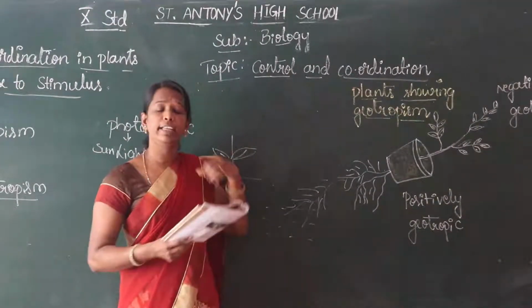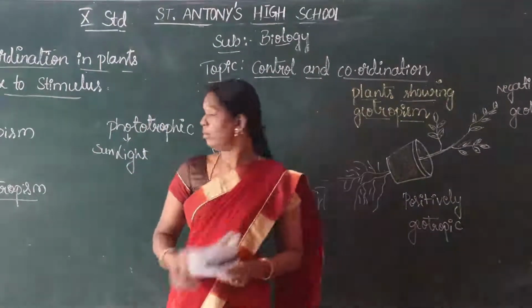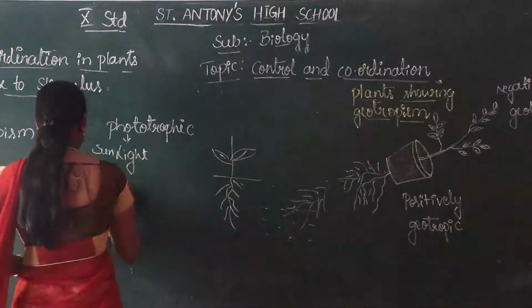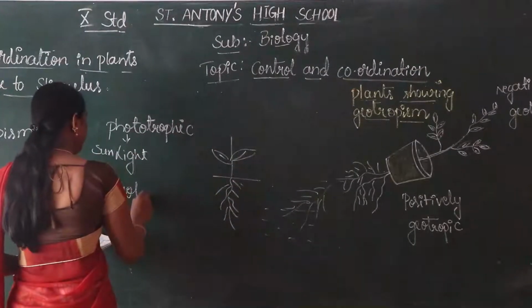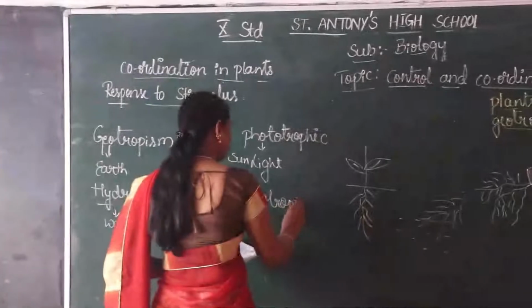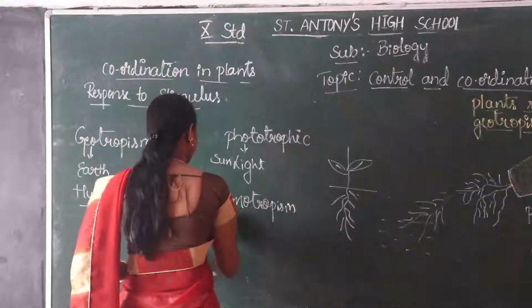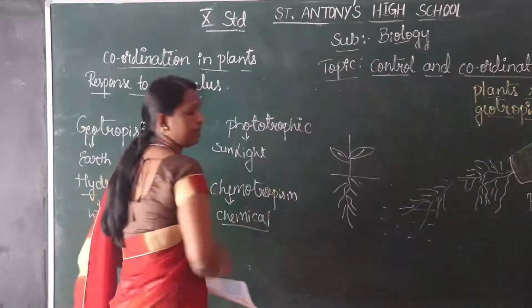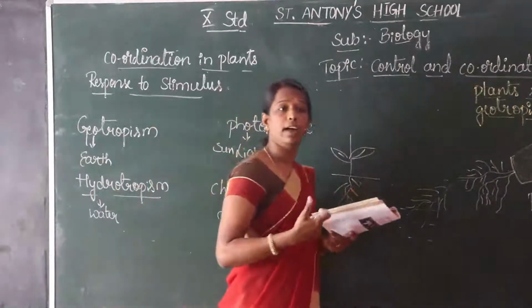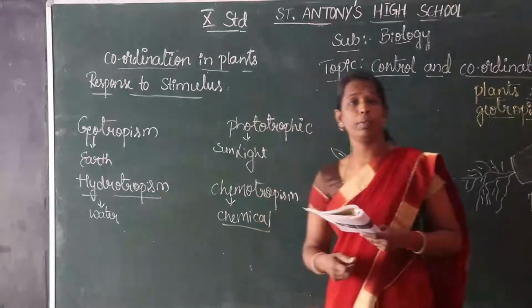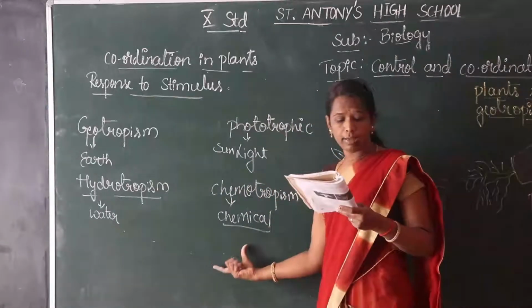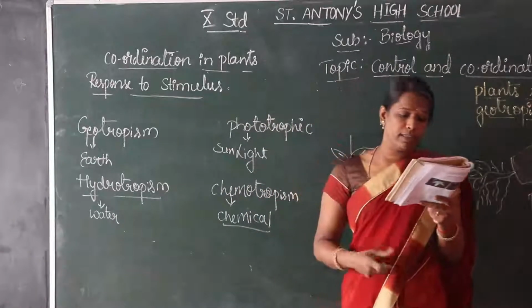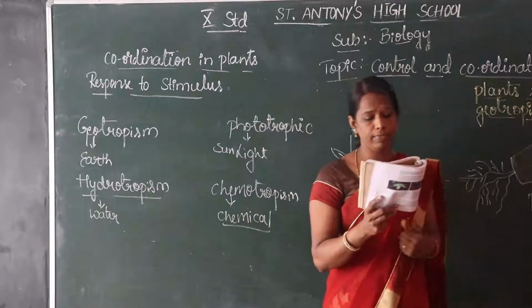Chemo, C-H-E-M-O, chemotropism. Chemo refers to chemicals. So another tropism is called chemotropism. It refers to chemicals. The plant also grows with the help of chemicals.